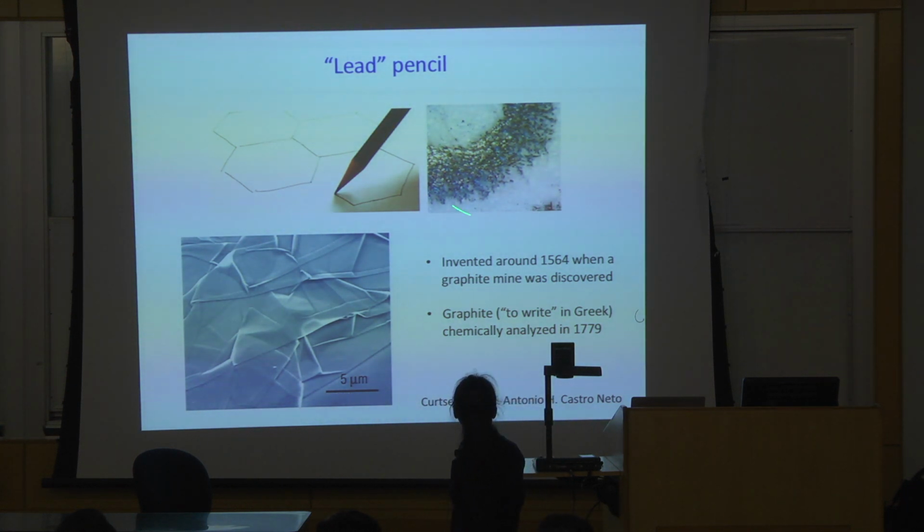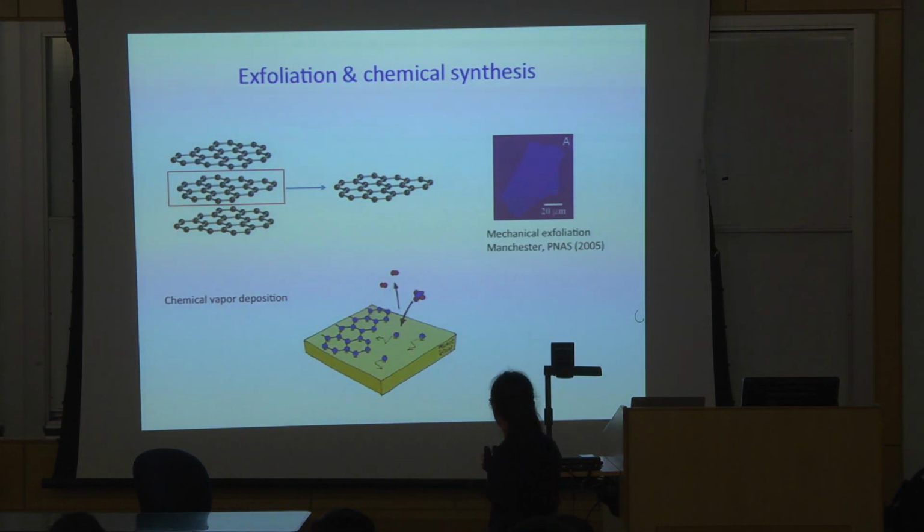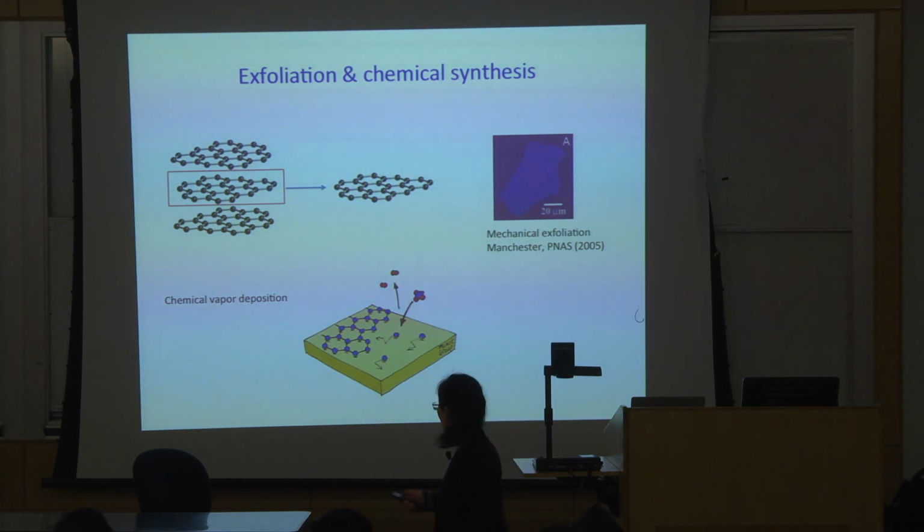And this is the image under the optical microscope. And if you zoom in, you see stuff like this. It looks like a layered structure, right? So we now know very well that graphite is made of layered graphene. The intralayer interaction is very strong, and the interaction between the layers is weak. It's something called the van der Waals interaction, right?